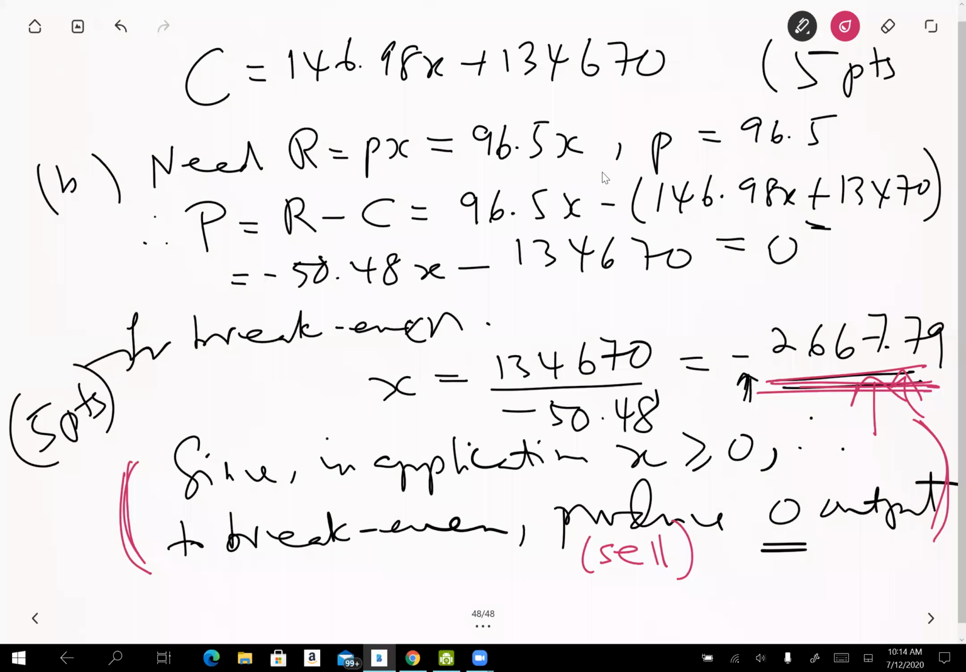Now question number 2 is on the derivative. First question is you want to find the output level that maximizes the profit. So we need to find the maximum point for this function, which is profit. So we know that you need to find the x.